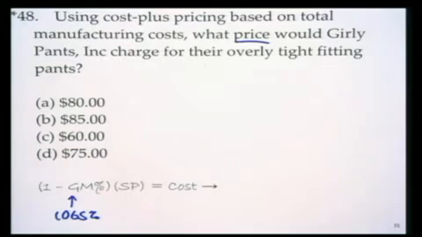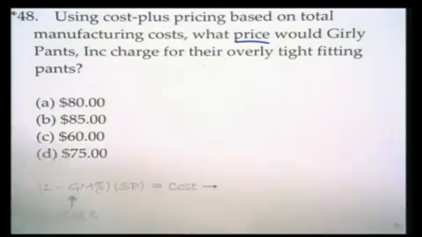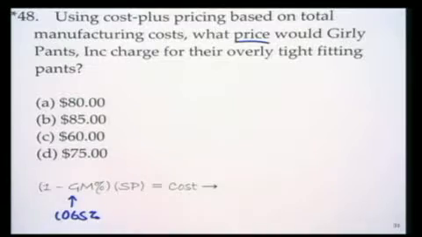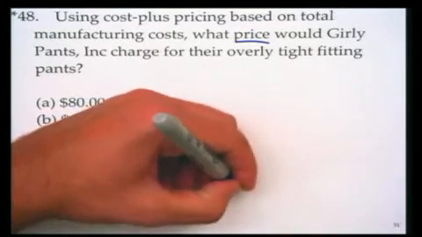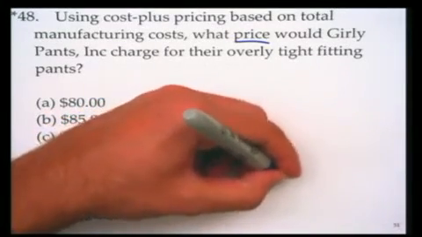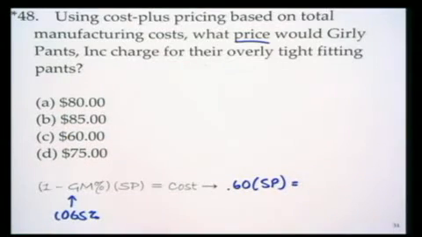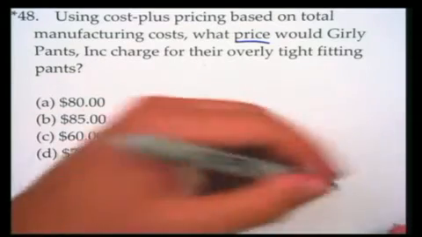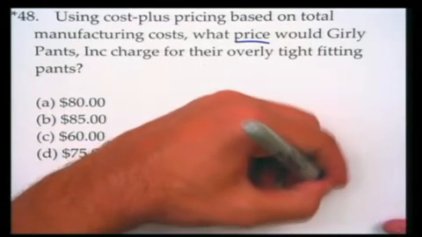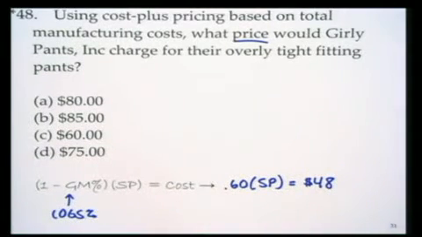Well, we know we want to make things work in such a way that according to this question, it tells us cost of goods sold is 60%. So we want 60% of the selling price to be cost. So 60% of the selling price to be what amount of money? Good. 60% of the selling price is going to be the cost, or the total manufacturing cost of $48, right?